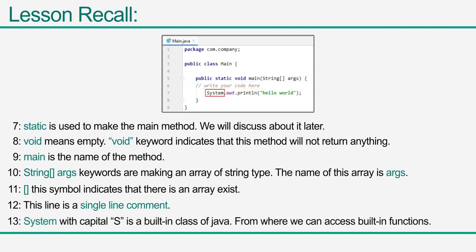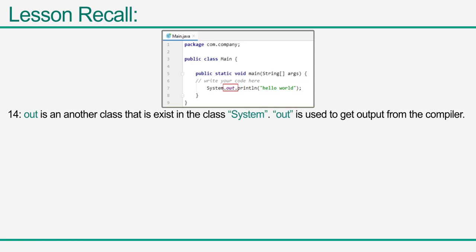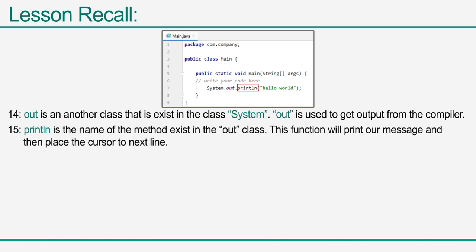Number 13. System with capital S is a built-in class of Java, from where we can access built-in functions. Number 14. Out is another class that exists in the class System. Out is used to get output from the compiler. Number 15. Println is the name of the method that exists in the out class. This function will print our message and then place the cursor on the next line. Number 16. Double quotes are used to write our message or text.